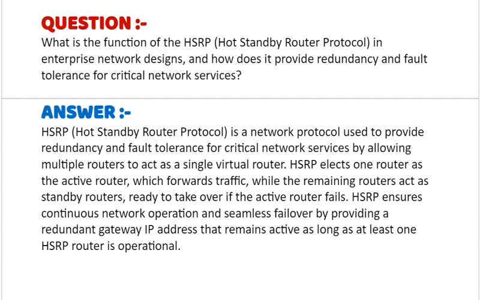HSRP elects one router as the active router, which forwards traffic, while the remaining routers act as standby routers, ready to take over if the active router fails. HSRP ensures continuous network operation and seamless failover by providing a redundant gateway IP address that remains active as long as at least one HSRP router is operational.